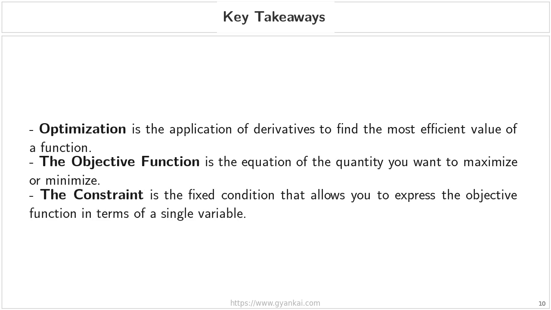Then we have the constraint. This is the fixed condition or limitation provided in the problem. As we saw in our exercises, the constraint is crucial because it allows us to express the objective function in terms of a single variable, which is a necessary step before we can differentiate.